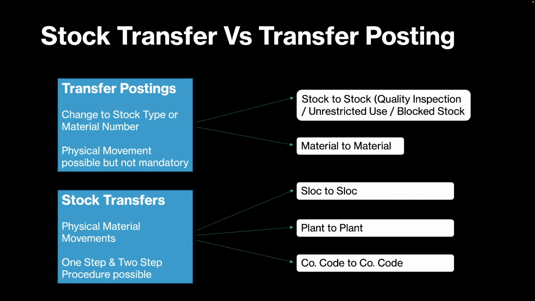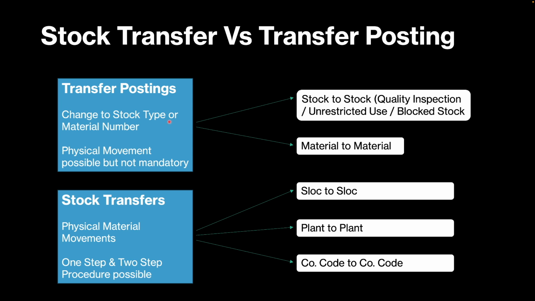But before we start, let's just refresh what we discussed in our previous video. That is, what is the difference between a stock transfer and a transfer posting process. So as you can see on the screen, a transfer posting process involves changing the stock type or the material number. That is, changing the material identification. A physical movement is possible but not mandatory. That is, for transfer posting process, you may or may not transfer the material physically. In case of stock transfer, the physical movement of material has to happen between two locations. And in stock transfer process, you have the possibility to do this in two-step procedure.